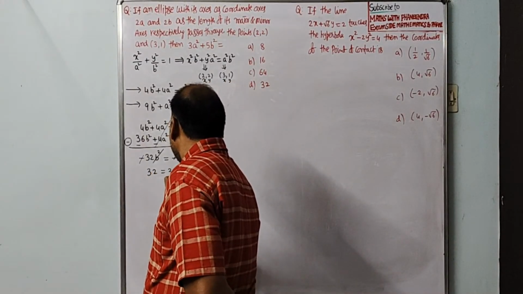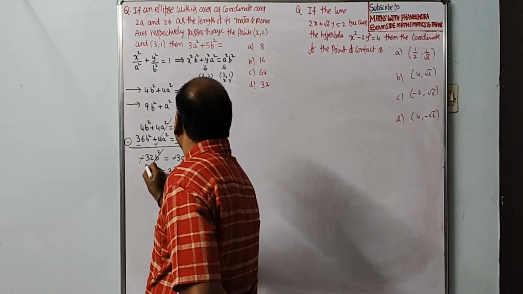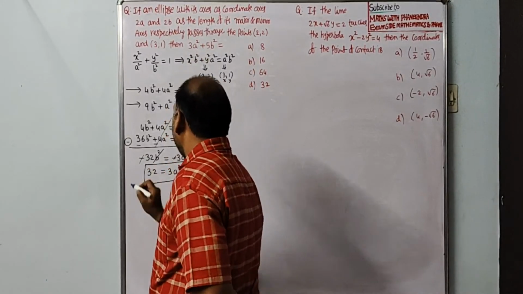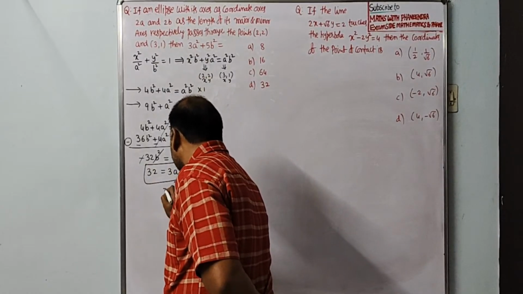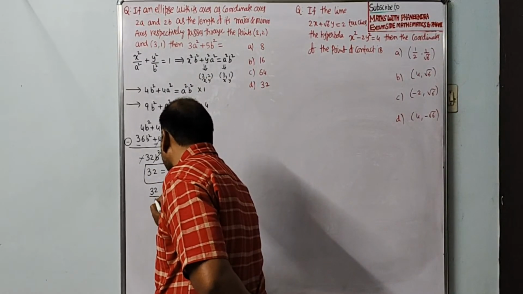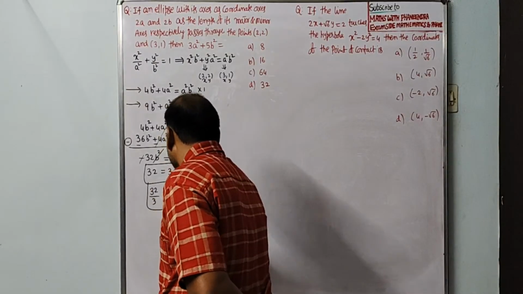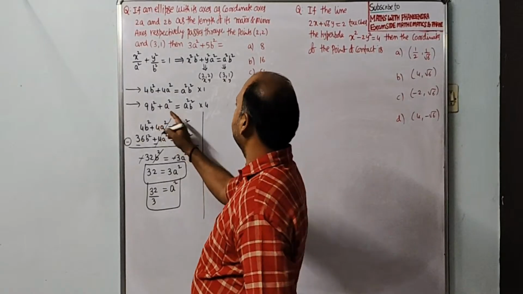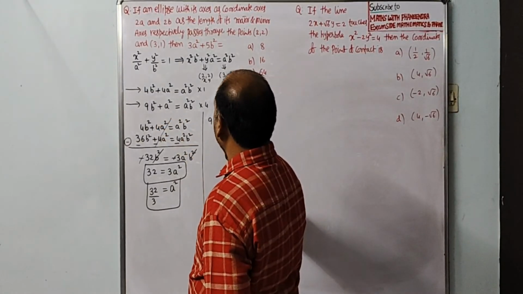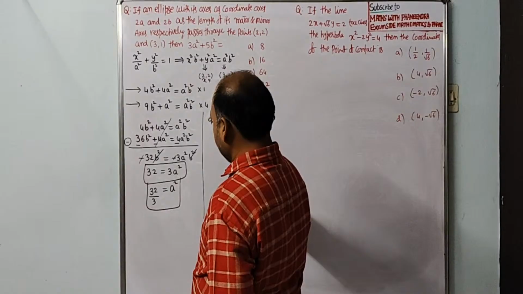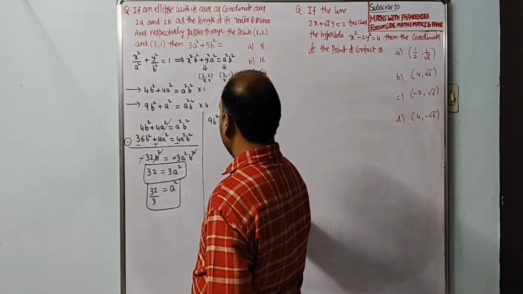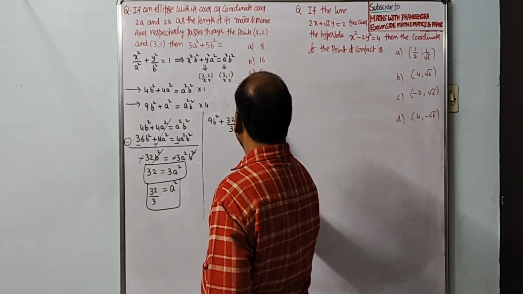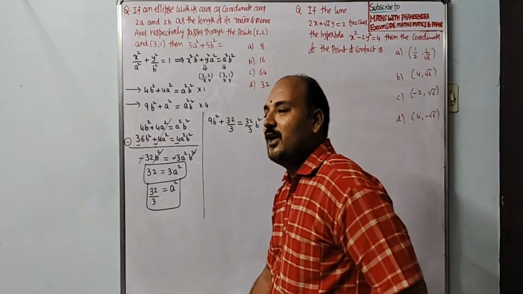32 is equal to 3a square. So in your question 3a square is there already. Better, so from this make the a square value the subject and substitute in the other. So this a square value substituting in this: 9b square plus 32 by 3 is equal to 32 by 3 into b square.